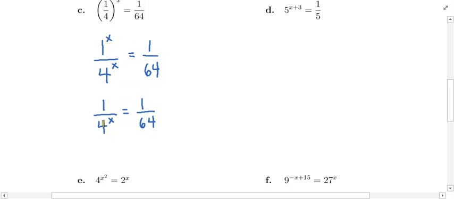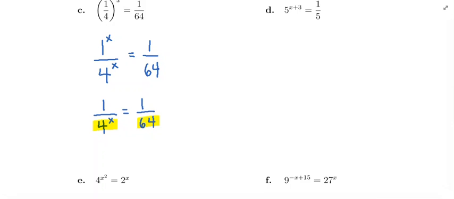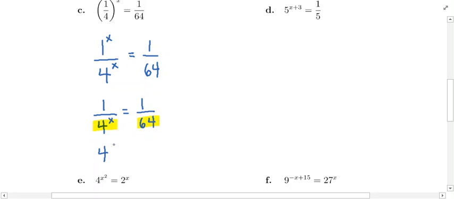Okay, so the only way these two fractions can be equal is if 4 to the x is equal to 64. The denominators have to be equal. So we need to know, when is 4 to the x equal to 64? Now we can try to get the bases to be the same.